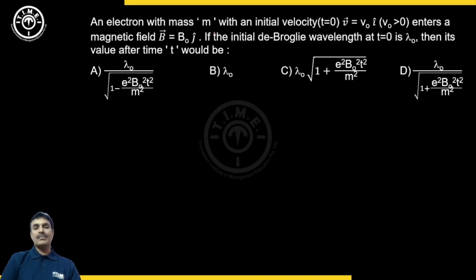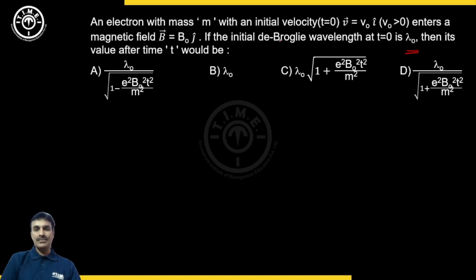An electron with mass m with an initial velocity v is v naught i cap, means it is along the positive x-axis where v naught is greater than 0, enters a magnetic field B, which is b naught j cap. Magnetic field is directed along the y-axis. If the initial de Broglie wavelength at t equal to 0 is lambda naught, then what will be the wavelength after a time t?